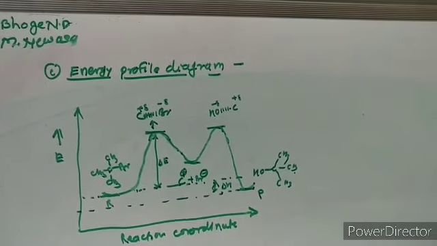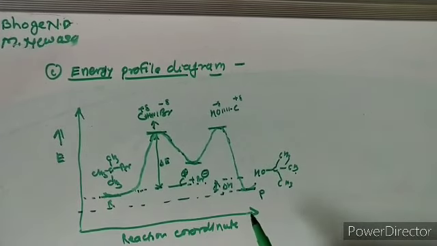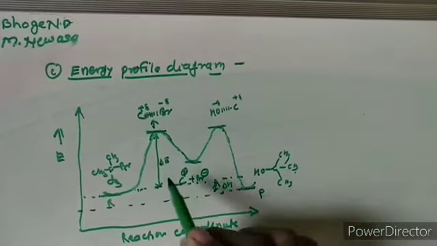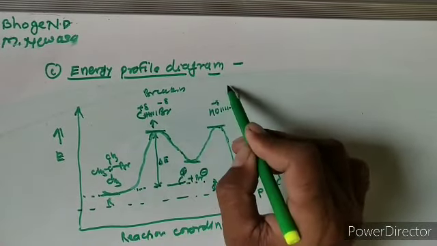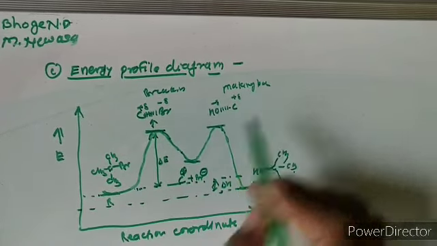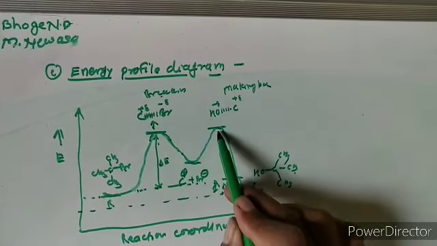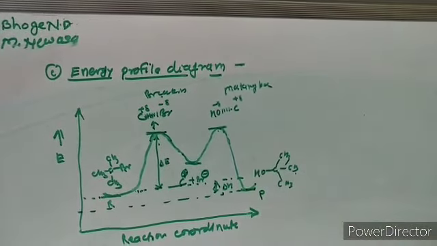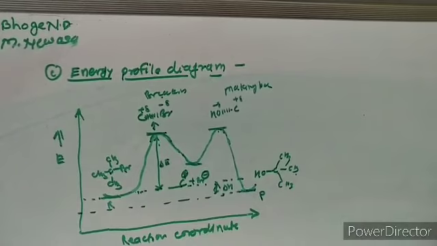So this is the energy profile diagram of the hydrolysis of tertiary methyl bromide by the SN1 reaction. Here is the breaking of a bond, and here is the making of a bond. This peak is concerned with the breaking of the bond, and this peak is concerned with the making of the bond. So this is the energy profile diagram of SN1 reactions. Okay, thank you.